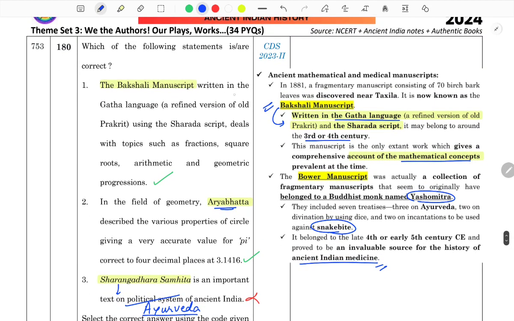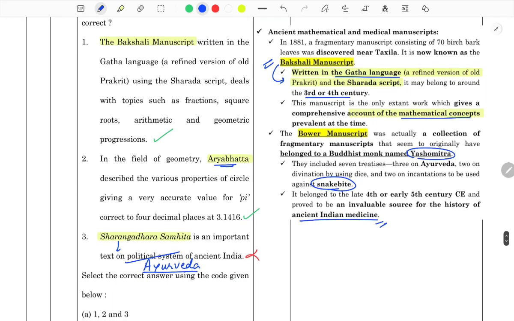The Bakshali manuscript, written in Gatha language, a refined version of Old Prakrit using the Sharda script, deals with topics such as fractions, square roots, arithmetic and geometric progression. Word by word we are getting it. Statement 2 also we got it.